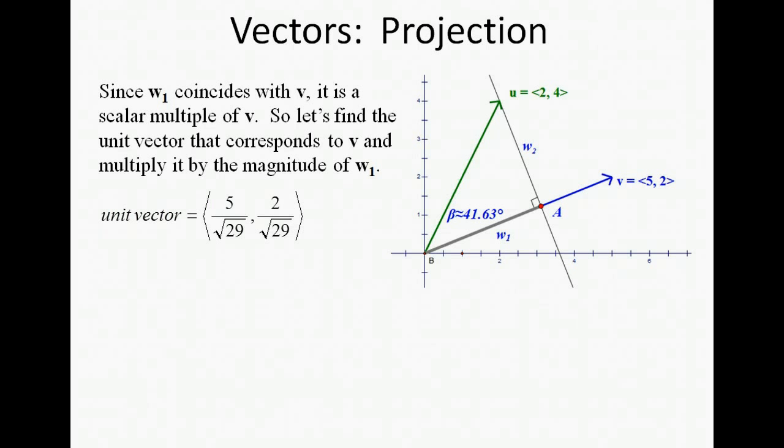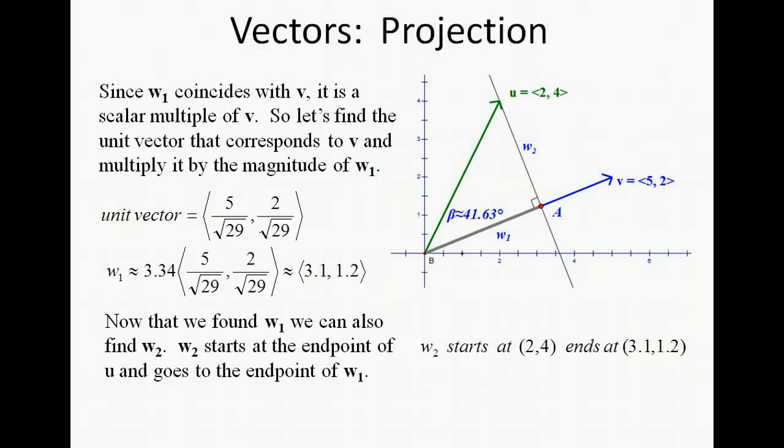So our unit vector for vector v is just its coordinates divided by its magnitude, which we found earlier, square root of 29. And then we're going to multiply that by the length of w1. Remember, the unit vector has a length of 1, so all we have to do is multiply it by the length that we need. And we get around 3.1, 1.2 as the coordinates of the endpoint of w1, which is also the component form of w1.